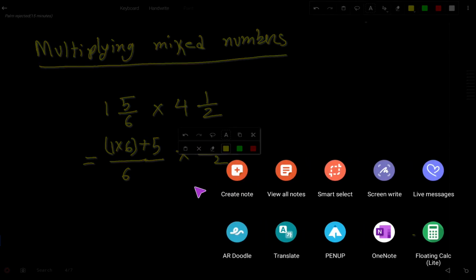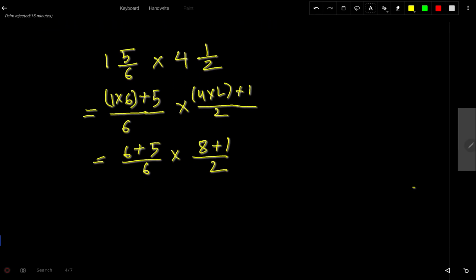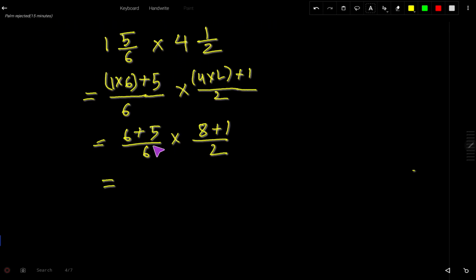4 times 2, plus we have to add this numerator. So we are getting, look, 1 times 6 plus 5 divided by 6, and 4 times 2 plus 1 divided by 2, that gives us 11 over 6 times 9 over 2.